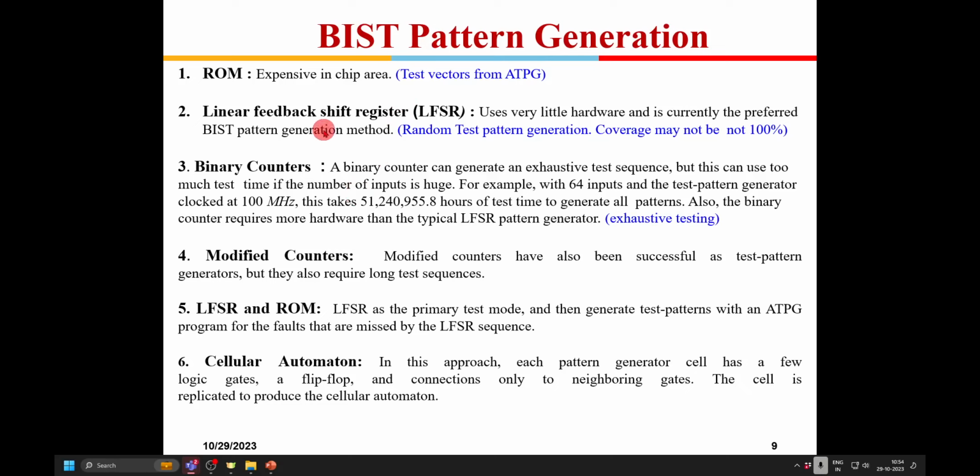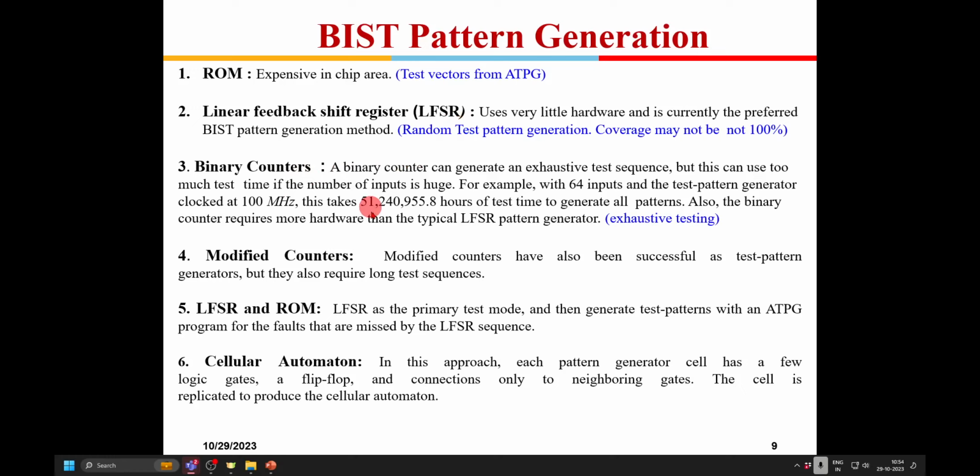One of the things which is used most widely is known as the linear feedback shift register. This uses very little hardware and is the currently preferred BIST pattern generation. It generates random test patterns, not in a sequential manner, and it may not cover 100% of the test vectors. It will randomly generate test patterns which are given to the circuit. We will study this in the subsequent slides.